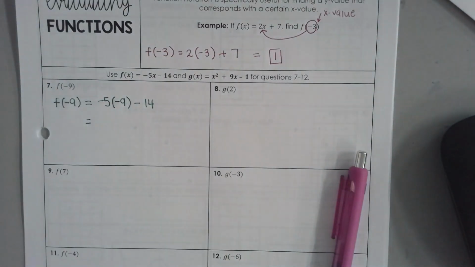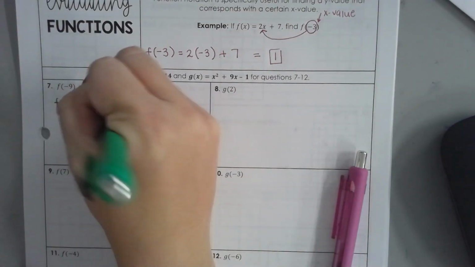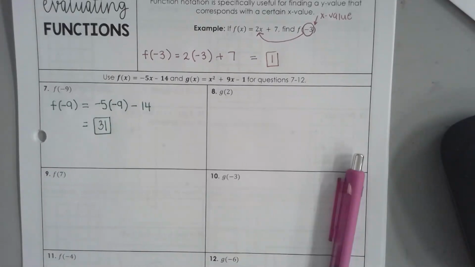What is negative 5 times negative 9? 45. And then if I subtract 14 from that, what am I going to get? 31. That is correct. Now I won't expect you to always do these without a calculator, but we're almost at the end of class. Your calculators are going to be on the Chromebook, so we're not going to get those out right now.